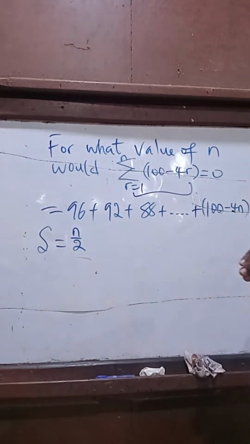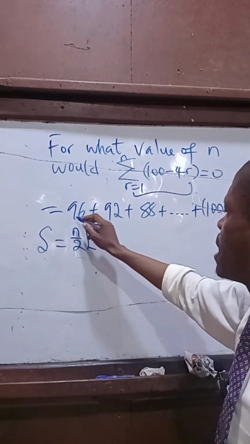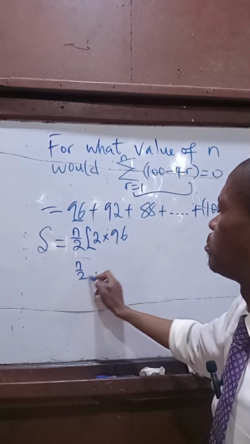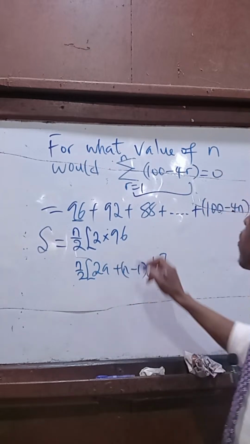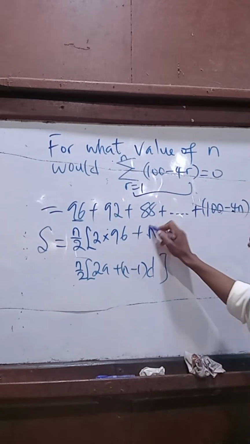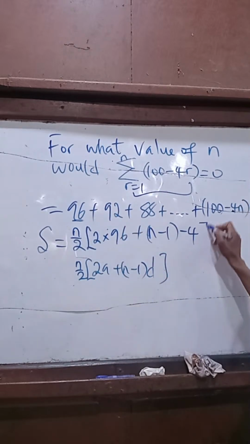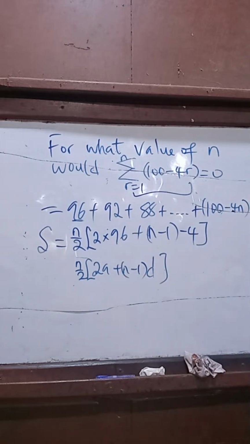So 2 times a, my a is 96. I'm using this formula for the sum of the series, plus my n, I don't know, but I know my d. 92 minus 96, that's minus 4. 88 minus 92, that's minus 4. We can do the expansion, and we've been told that the sum is equal to 0.